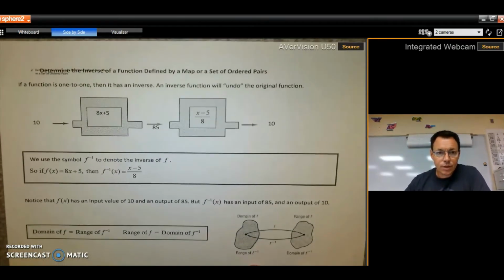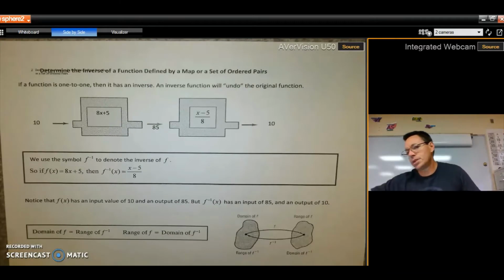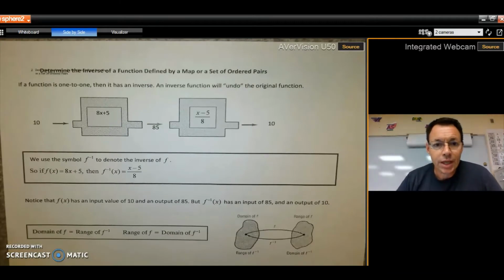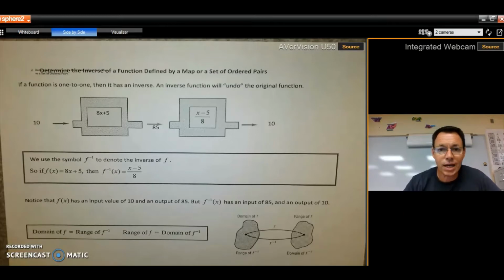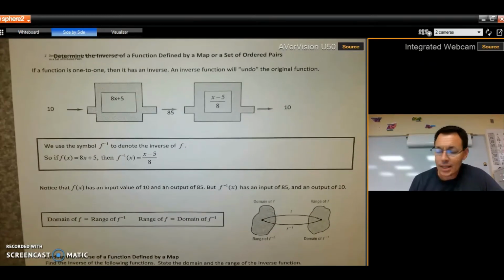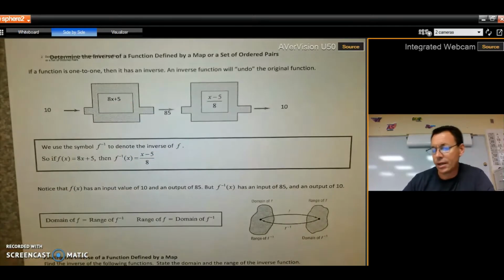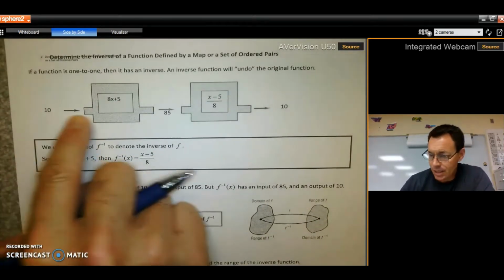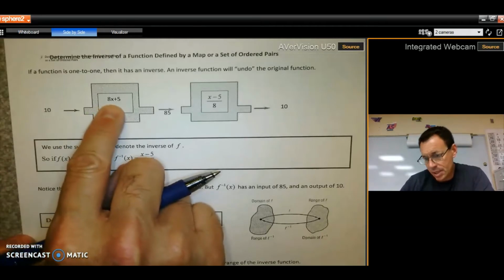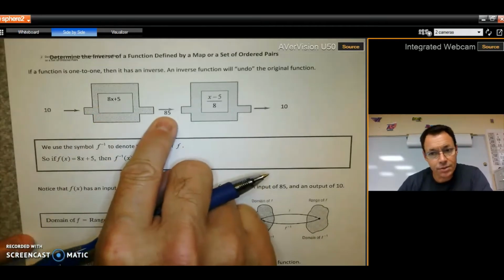Now, the reason we talk about one-to-one functions is if you have a one-to-one function, then you have what is called an inverse. You can have what's called an inverse function, okay? And an inverse function is a function that will undo the original function. So if you look at this little composition that I have right here, this little two function machines, if I put a 10 into this function, 8 times 10 plus 5, I get 85 as an answer.